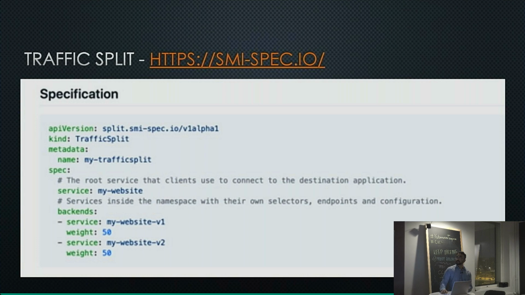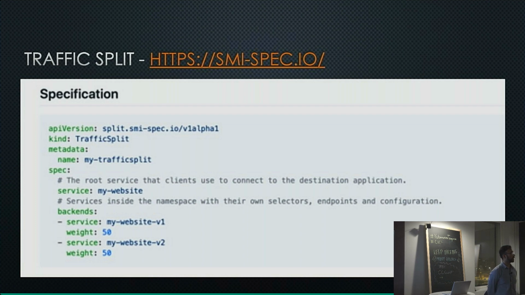All right, so some time back, Microsoft, along with other parties, came up with this thing called Service Mesh Interface, which is the description of a vendor-agnostic service mesh spec. So Istio and Linkerd both support some of the SMI spec. In this case, there's something called a traffic split.